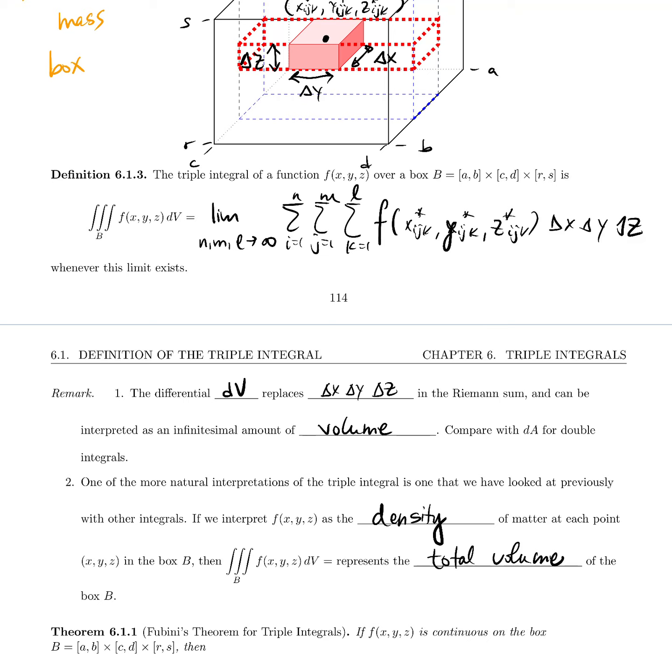In the next video, we're going to jump right into integrating with Fubini's theorem for triple integrals, where we'll be able to evaluate these with iterated integrals.